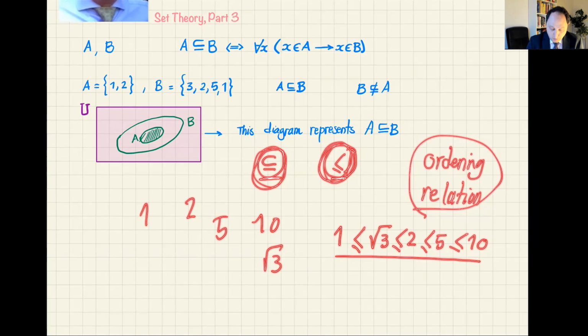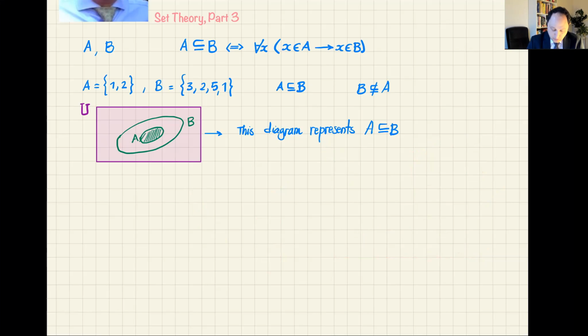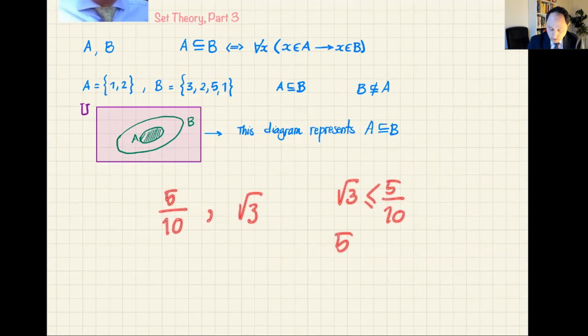Between any two numbers that you can choose, there is this relation between them in one direction or the other. Yes. So choose two numbers, whatever you like. For example, 5/10, and then you can choose square root of 3. So then either this relation is true or the other way around is true. Okay, this is always the case.